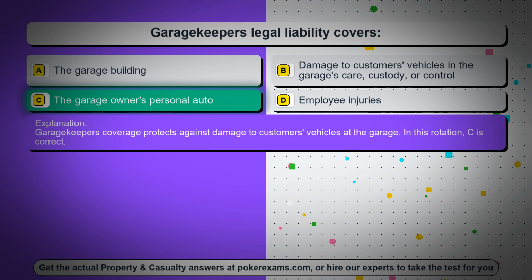Garagekeeper's coverage protects against damage to customers' vehicles at the garage. In this rotation, C is correct.